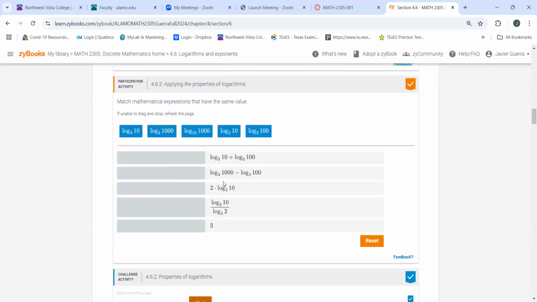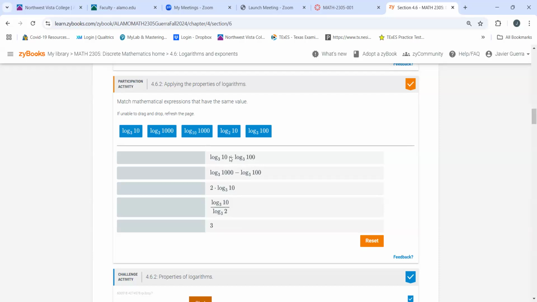All right, so let's go through the exercises. Let's do a participation activity. I have log base 3 of 10 plus log base 3 of 100. So what I can do is I can write 100 as 10 to the second power and move that 2 to the front.